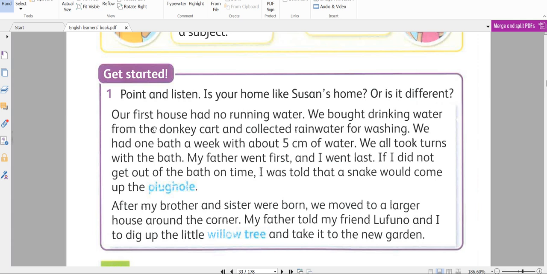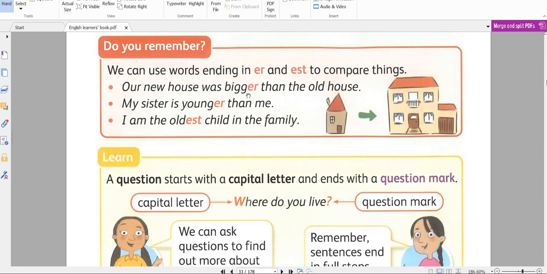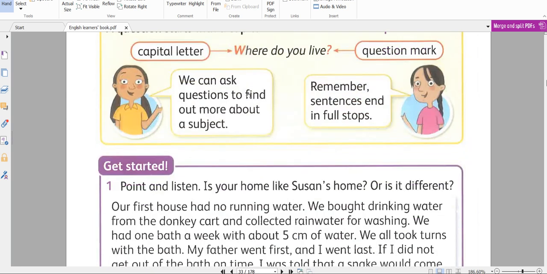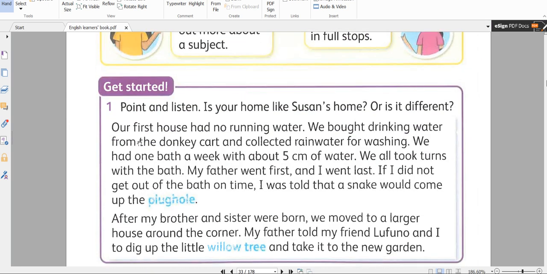Okay, so now we will read the story of Susan's home. The name of our story is A South African Home. Our first house had no running water. Who is talking now? Susan. Okay, Susan is talking. Our first house had no running water.